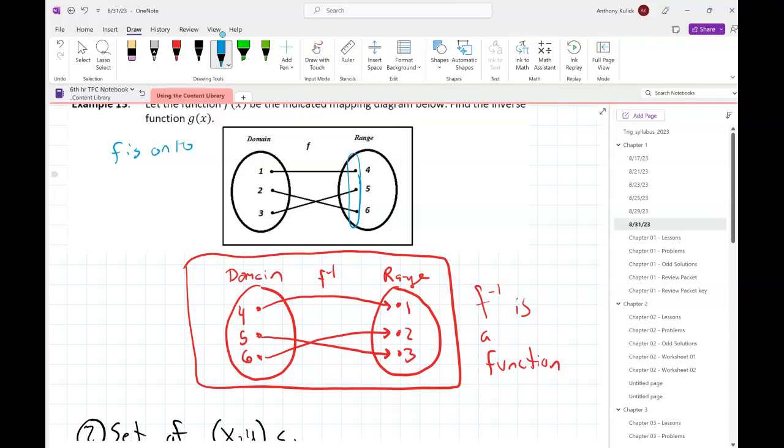Okay. Is it one-to-one? Is each range used only once? Yes. So we can say then f is bijective, right?